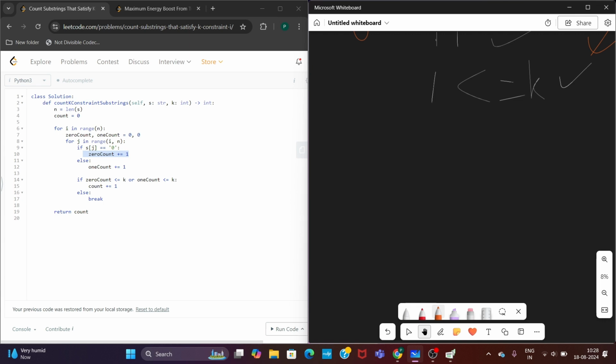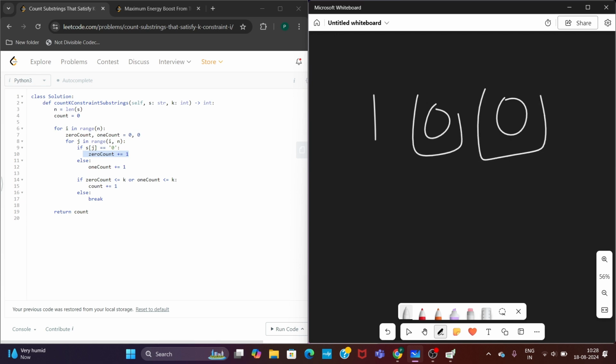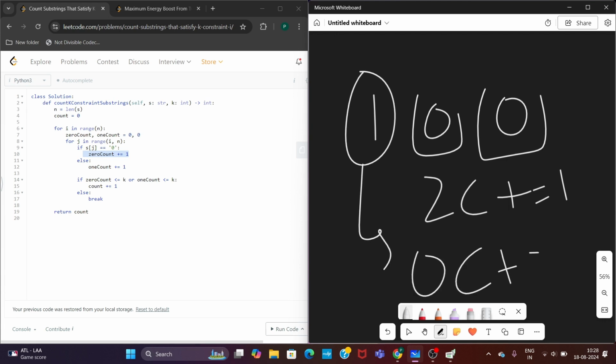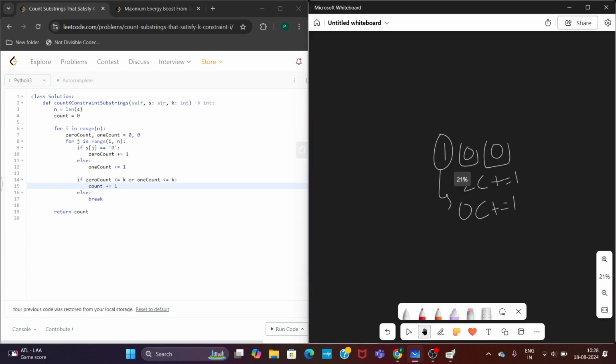Basically, if this is my string, 100, and I encounter any 0 over here, this 0, I will be incrementing my 0 count by 1. Else, if I do not encounter any 0, I will increment my 1 count by 1. So if my 0 count is less than or equal to k, or 1 count is less than or equal to k, my counter variable will be incremented by 1.